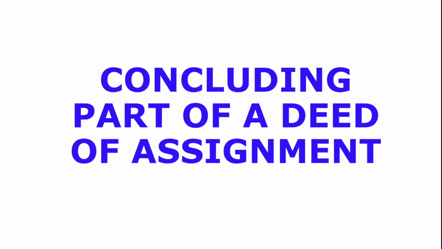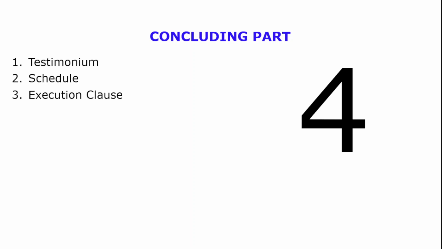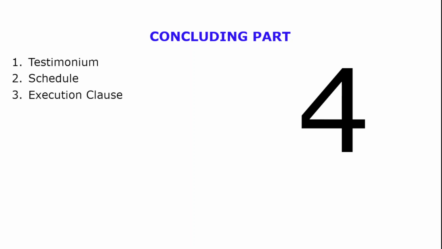So, what are the clauses in the concluding part of a deed of assignment? The following are the clauses included in the concluding part of the deed of assignment. We have the testimonium, schedule, execution clause, attestation clause, and franking. So we're going to go again so you are able to memorize these clauses. One, we have what? The testimonium, schedule, execution clause, attestation clause, and franking.